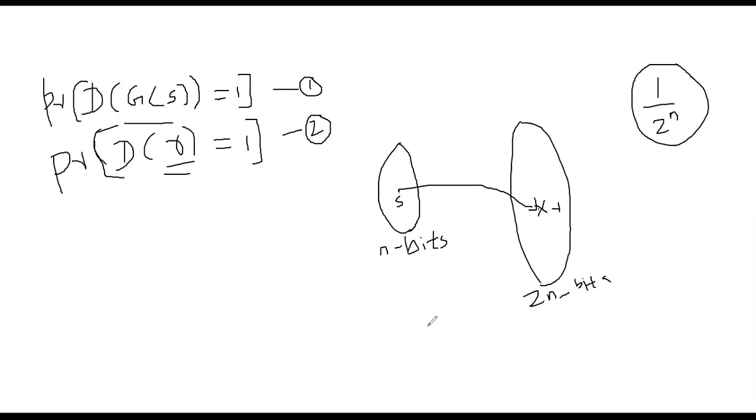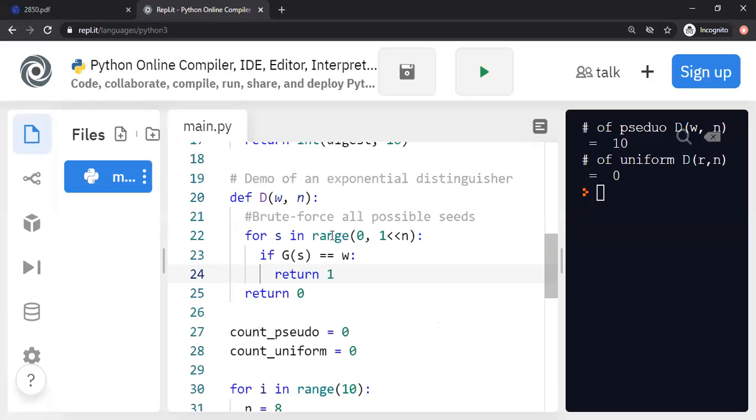I hope you find the Python notion useful, because it will help you understand what I mean by an exponential distinguisher. I keep calling the generator for all possible seeds until I get a hit. If I get a hit, I return 1, otherwise I return 0. That's the core idea of this program.